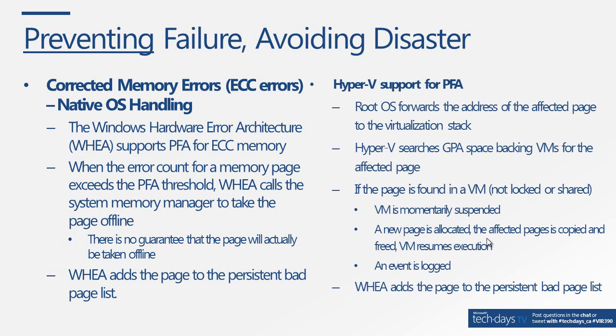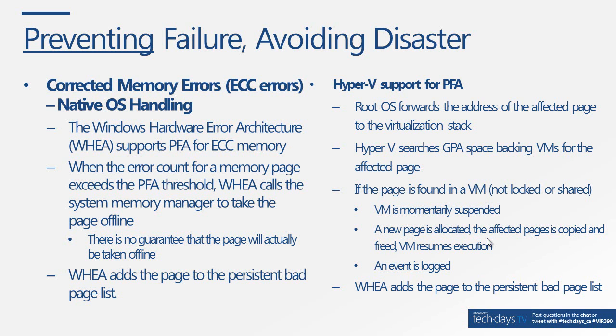What that means for Hyper-V is that the operating system, the parent partition of your Hyper-V host, is going to forward the address of the affected page to the virtualization stack. Hyper-V is going to look at its global page address list and figure out which VMs are affected by that particular page. If the page is found in a virtual machine, we're going to suspend that VM temporarily, allocate a new page of memory to replace the one that's bad, resume execution of the VM, and log an event. And again, it's going to add that page to the persistent bad page list.